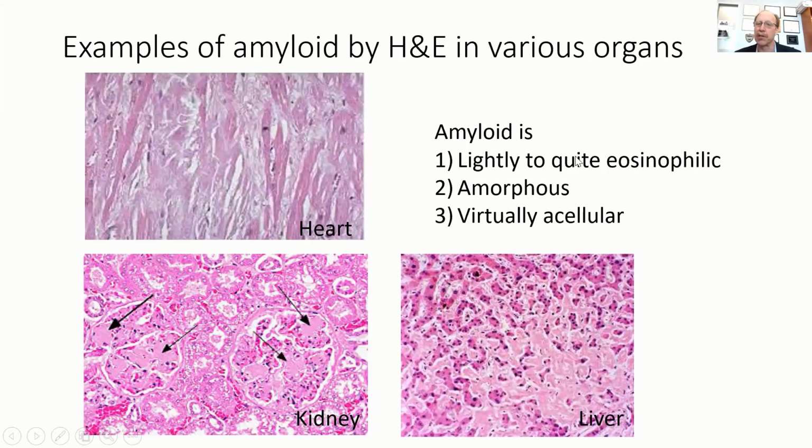Amyloid produces this eosinophilic material. It has this amorphous or sort of non-structured appearance, and it doesn't have cells, unlike most examples of fibrosis where there are fibroblasts. It's almost acellular in its nature. So these H&E appearances would scream amyloid to us.